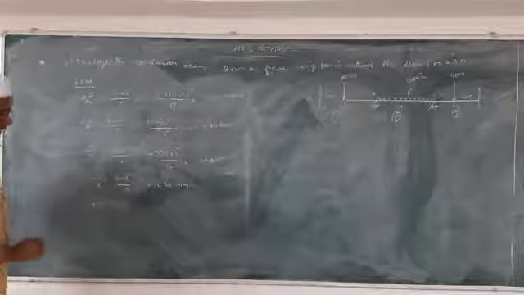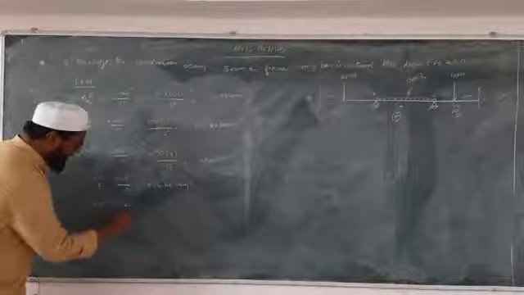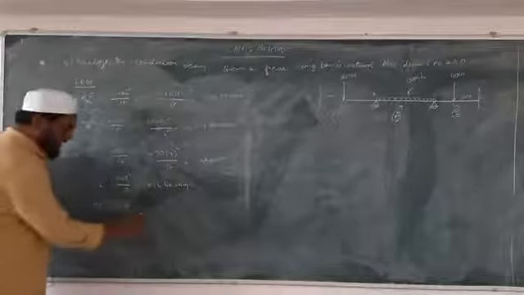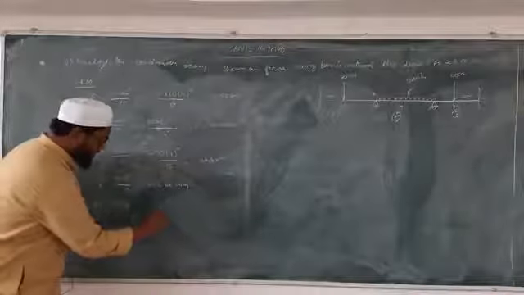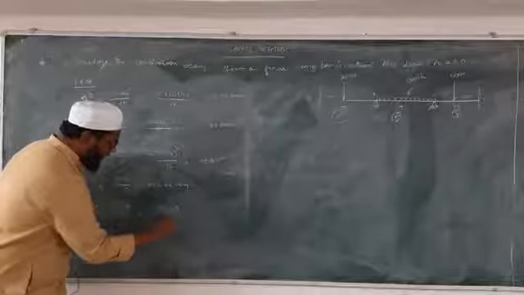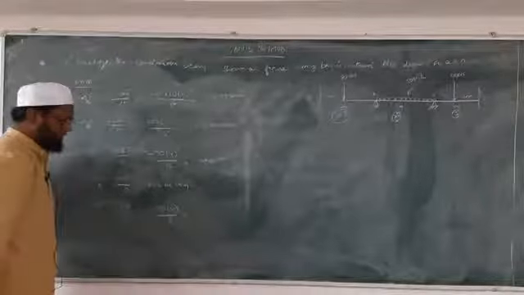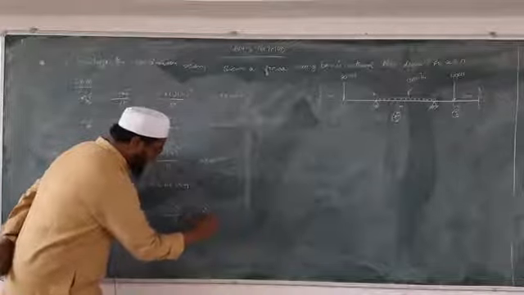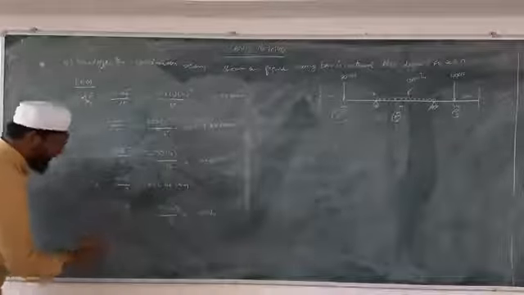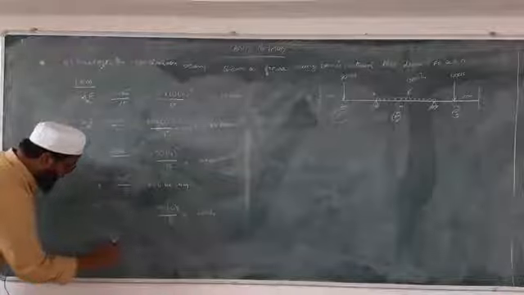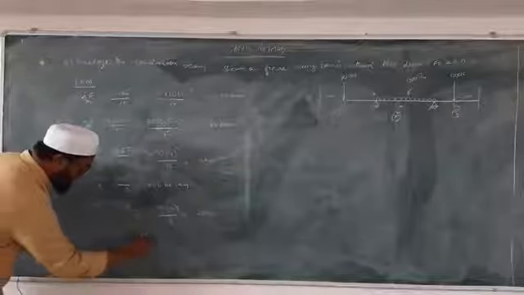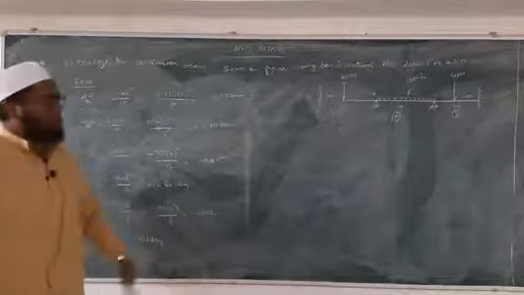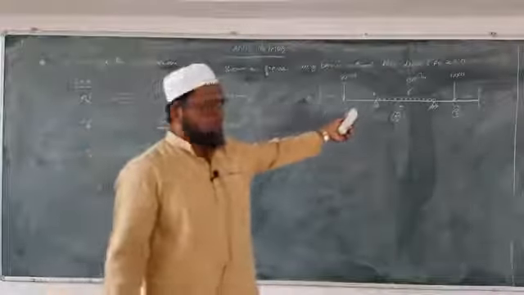Next we have MFCD, isn't it? What is that? Minus WL by 8, isn't it? So minus 40 into 4 whole divided by 8 is how much? Minus 20 kilonewton meter. And MFDC is equal to plus 20 kilonewton meter. WL by 8. That's it. So we have calculated all the fixed end moments for this beam, isn't it?